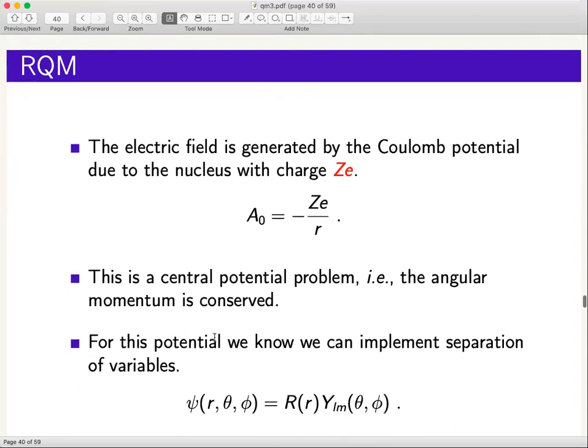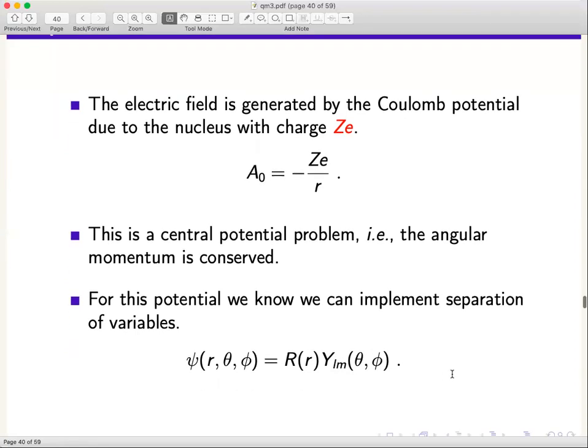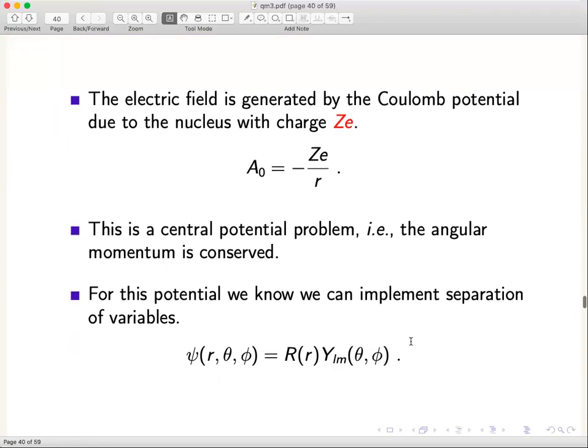Besides angular momentum being conserved, which is related to the fact that the potential depends only on the modulus of R and not on vector R, it also tells us that we can decompose the solution, particularly for this type of potential, into a wave function which depends only on the radial variable, and a wave function which depends only on the angular variables. This is what we call separation of variables.